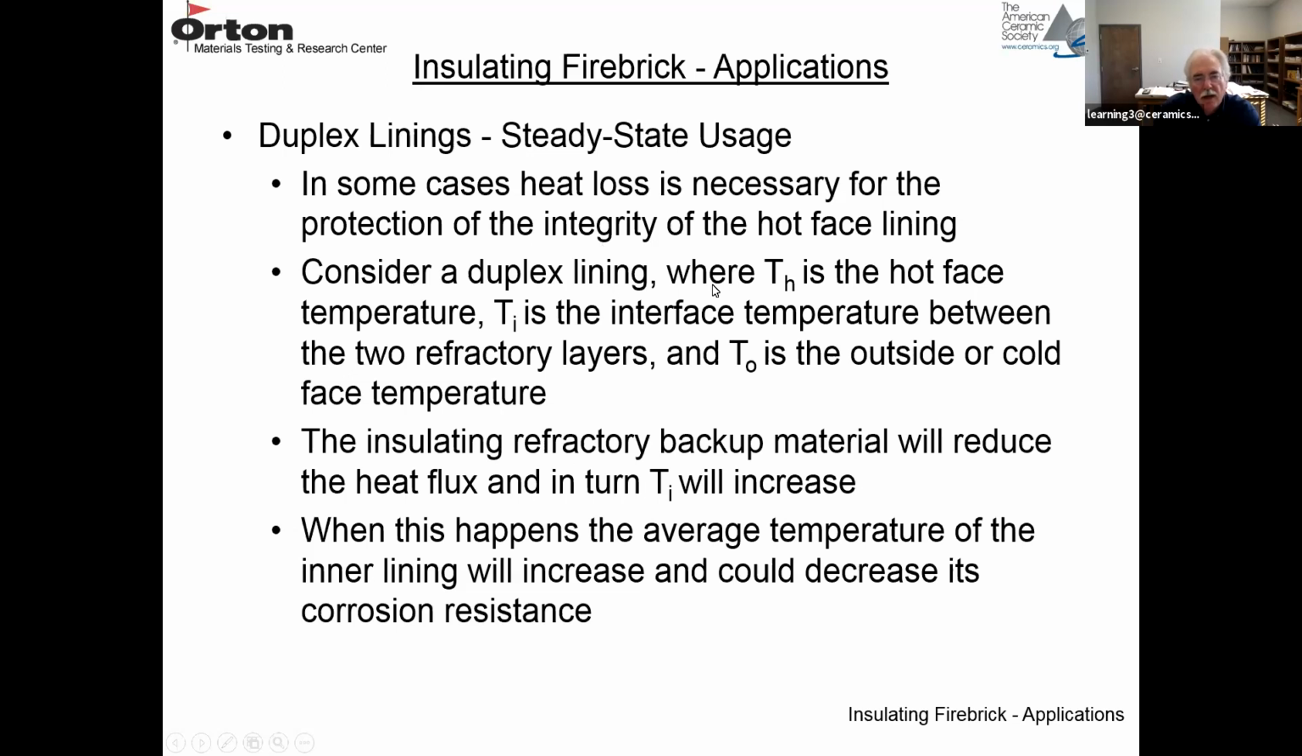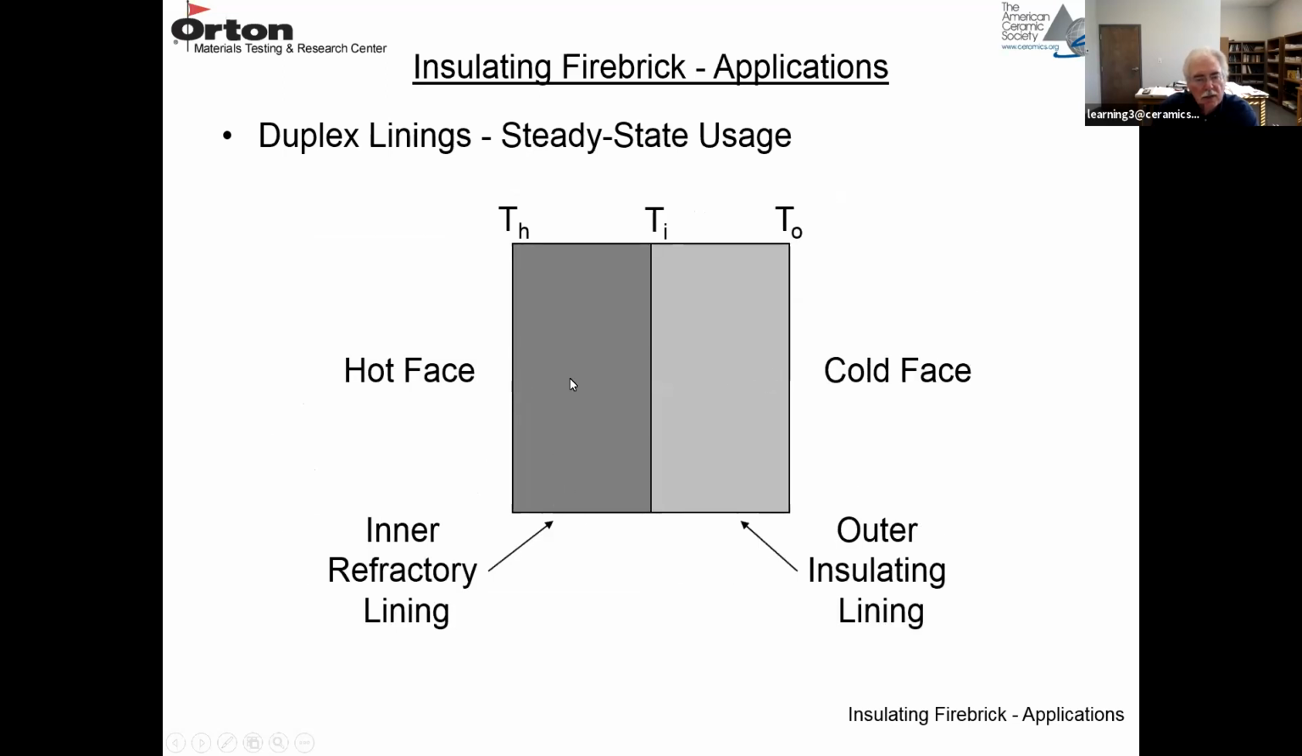So if we look at a duplex lining where TH is the hot face, TI is the interface, and TO is the outside temperature. So we have a hot face temperature, an interface temperature, and an outside temperature. It would look something like this. We have a hot face and a cold face. This is your inner refractory lining or working lining that could be in contact with a slag or a metal. This is an outer insulating lining, the backup lining, the hot face temperature, the interface temperature, and the outside furnace temperature.